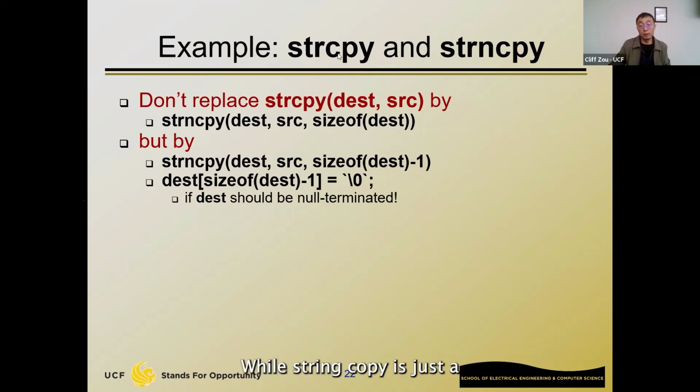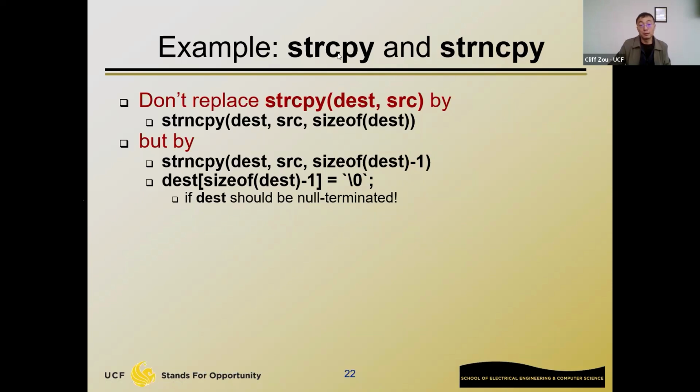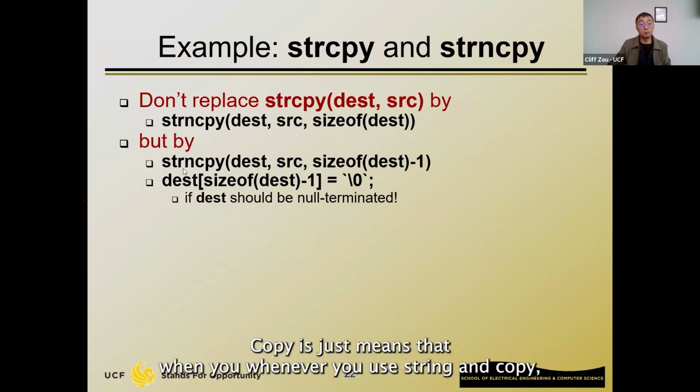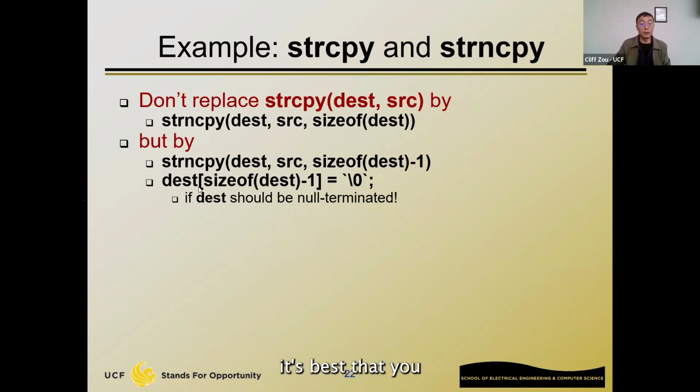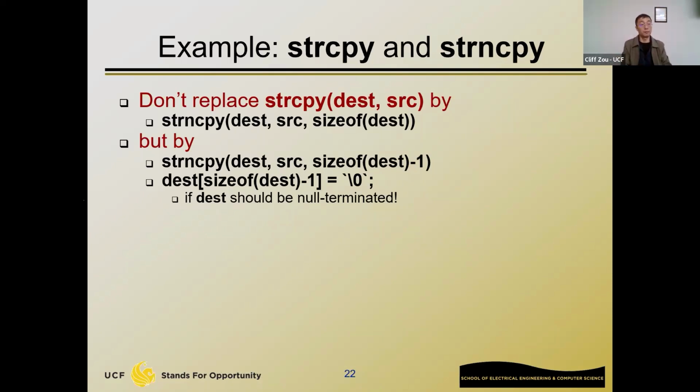Well, string copy is just one command. You don't use both at the same time. You basically should always use string uncopy. Do not use string copy. It just means that whenever you use string uncopy, it's best that you add this instruction right after string uncopy to make it a standard programming habit. So in this way, you can guarantee that it is terminated at the boundary.